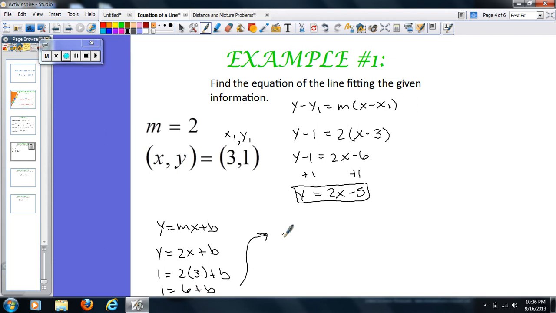I'm going to subtract 6 from both sides, and I'm going to get b equals negative 5. And then I would use that in the equation. So y equals 2x minus 5. So I'd get this same equation either way you do it. I personally like point slope form better.